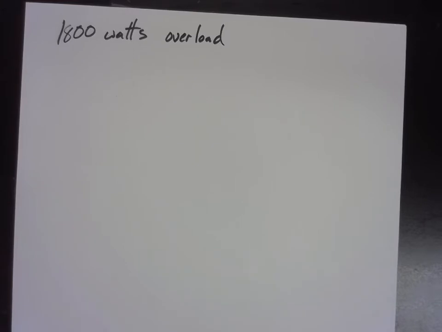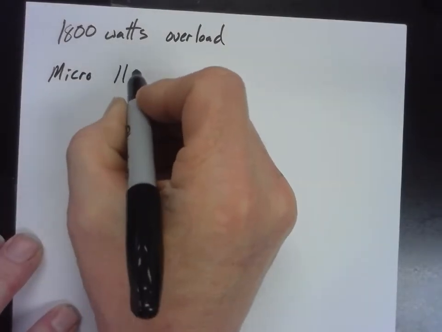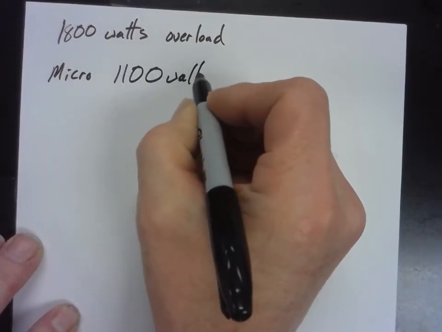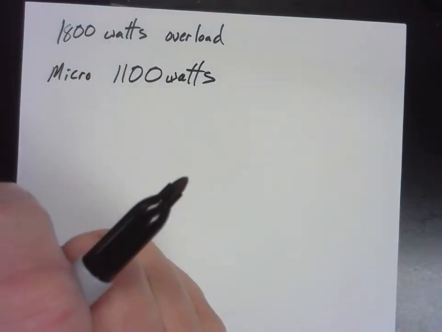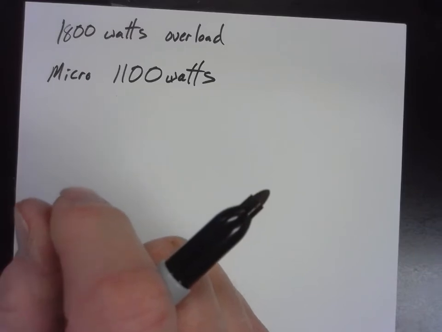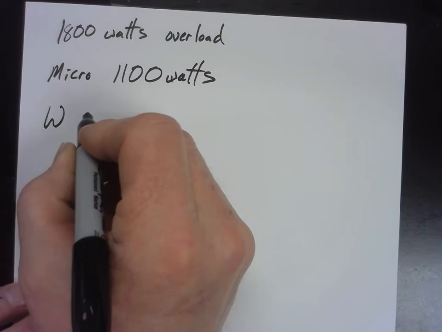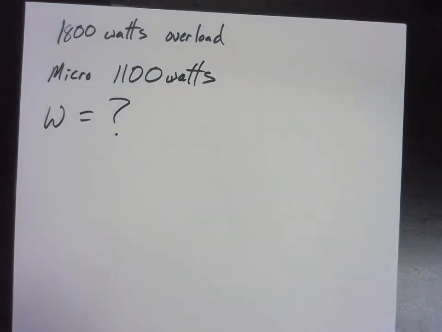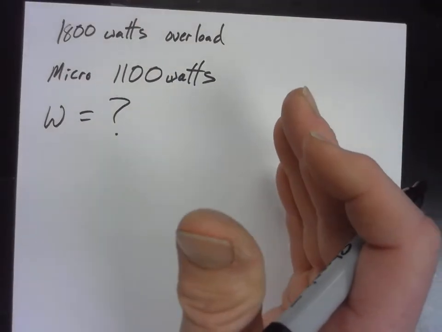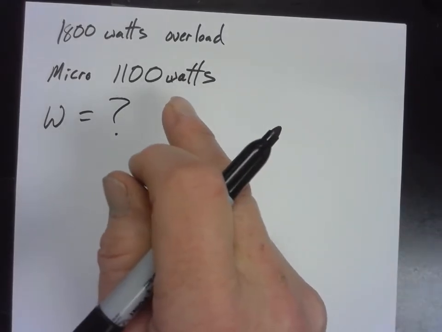All right, so you plug in a microwave. Microwave uses 1100 watts. Then it says, write and solve an inequality that represents how many watts you can add to the circuit without overloading. So I'm going to use W as my variable. That's what I'm looking for. How many watts can I put on here before the circuit kicks off? So can we write an equation that represents that? Or it's not an equation.